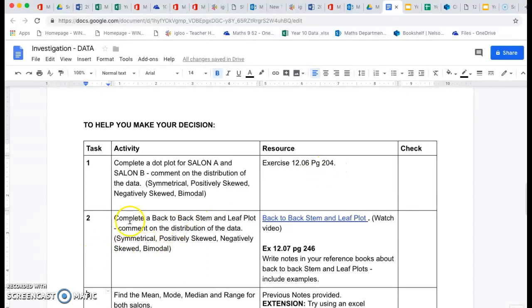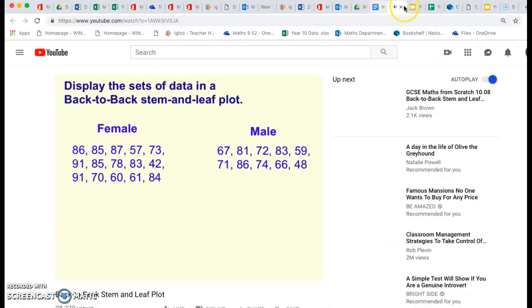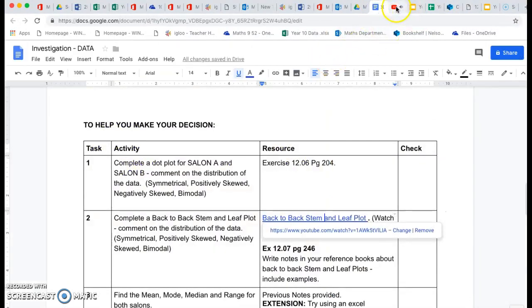The second task you need to do is complete a back-to-back stem and leaf plot. Again, comment on the distribution of the data. Have a look at this video on back-to-back stem and leaf plots. In this video, we're going to do a back-to-back stem and leaf plot. What this allows you to do is compare two different sets of data at the same time.